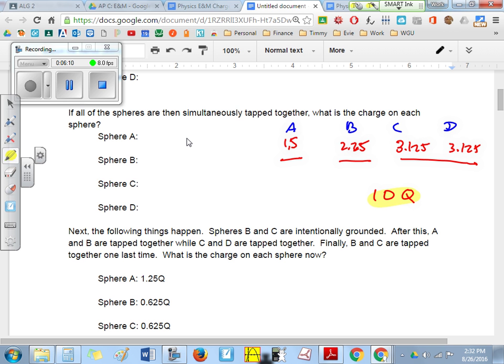Suppose I didn't do part A. How could I still have known that there was 10Q to be shared? You also could have gotten the 10Q just by adding the original 1Q, 2Q, 3Q, and 4Q. Now if these all bump into each other simultaneously, they're going to transfer their charges 4 ways evenly. So each sphere is going to end up with 2.5Q throughout.